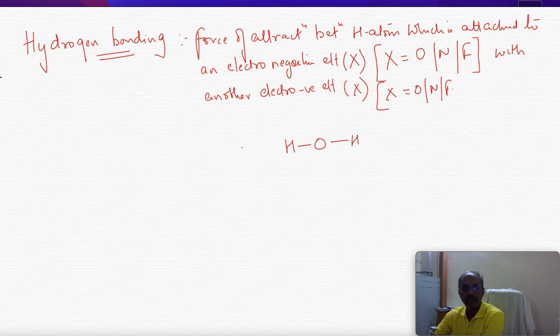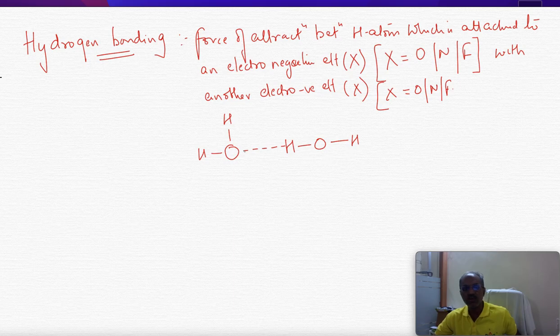Now hydrogen is bonded to an electronegative element, oxygen. Now suppose this same hydrogen is bonded to another oxygen. This is hydrogen, and this is another. So this is H2O, which is water, and this is H2O, which is water.